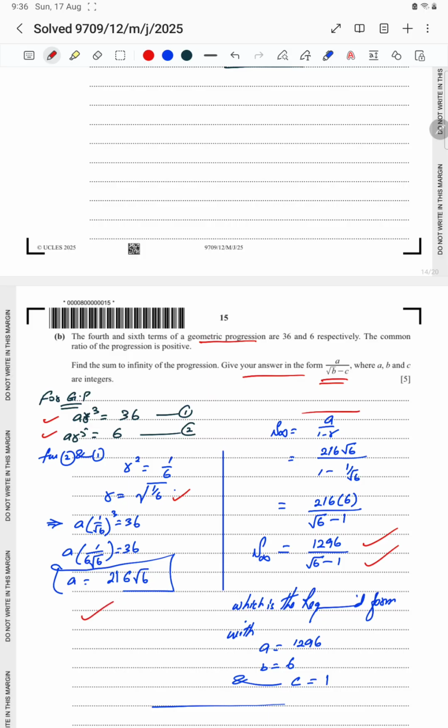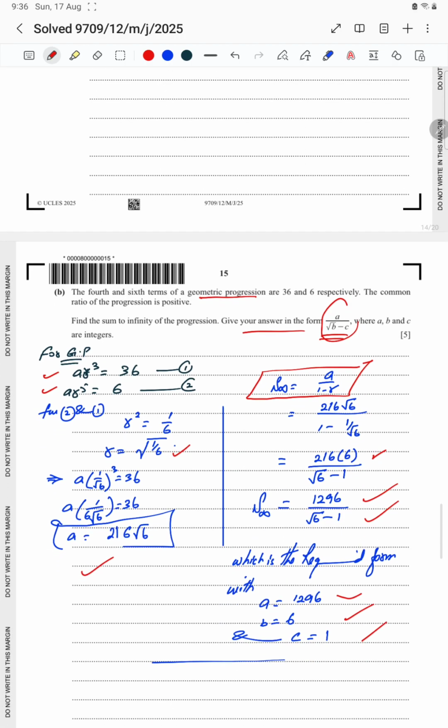So for the sum to infinity, this is again a formula given in the formula sheet. We know that it's a over 1 minus r. I just replaced the values and simplified to get my answer, and I compared the result with the required format. A stands for 1296, B stands for 6, and C stands for 1. That is 5 marks, the easiest question.